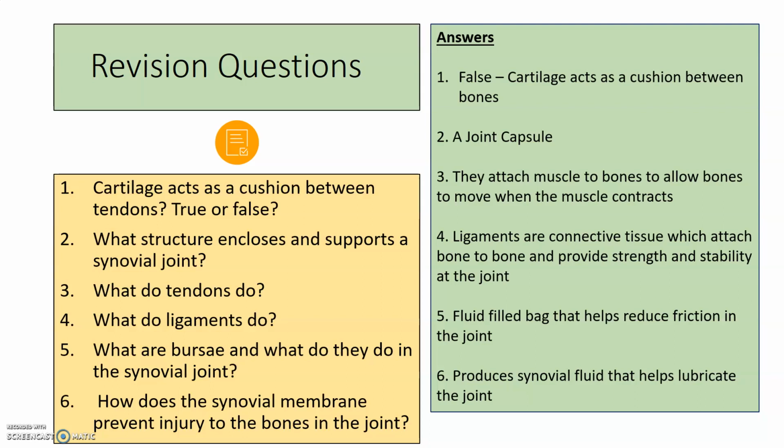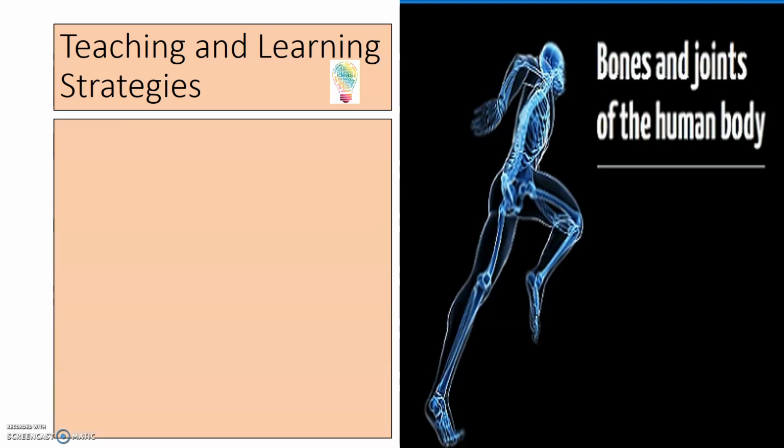Question 3, what do tendons do? They attach muscle to bones, to allow bones to move when the muscle contracts. Ligaments, remember, are the connective tissue for bone to bone, and they provide strength and stability at the joint. And what do bursae do in the synovial joint? They're the fluid-filled bags that help reduce friction in the joint. And then question 6, how does the synovial membrane prevent injury to the bones in the joint? Remember, they provide that lubrication. They provide that fluidity, that range of movement that's helpful to prevent injury to bones at the joint.